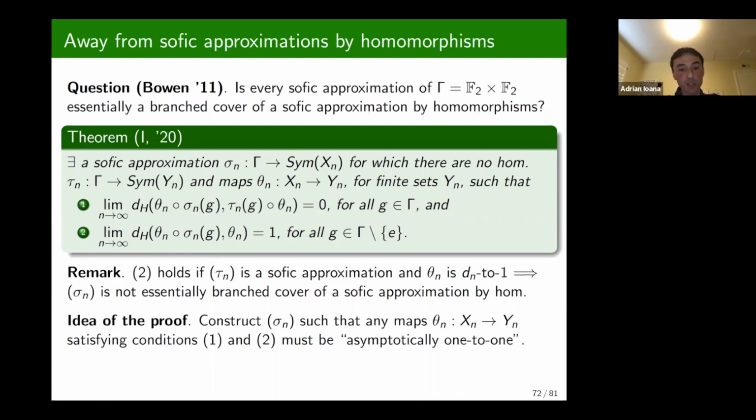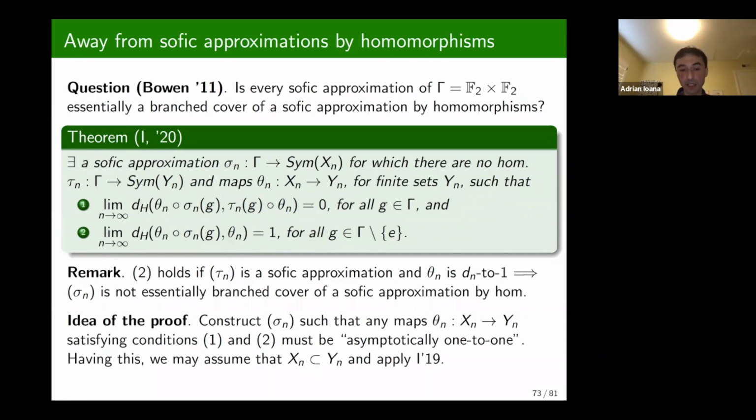So the idea is to construct sigma n in such a way that if you have any maps from Xn to Yn which satisfy conditions 1 and 2, and again the important condition is condition 1, which says that the map is asymptotically equivariant, then any such map must be asymptotically 1 to 1. So rather than dn to 1, it has to be asymptotically 1 to 1. So it's really not a true branch cover. It's just a cover. It's really an injection. Or if it's also onto, it will have to be essentially a bijection.